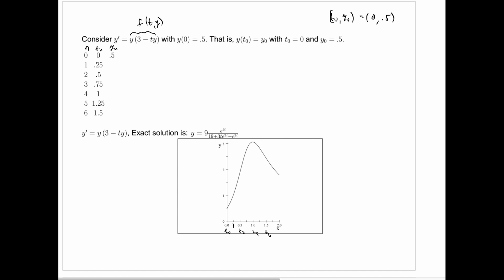t1, y1, well, t1 will be 0.25. Again, we're using delta t is 0.25. I computed, just using a quick computer here, the values of y. y2 is 1.483. y3, I got 2.32. y4, 3.051. y5, I got 3.012. And y6, I got 2.436.